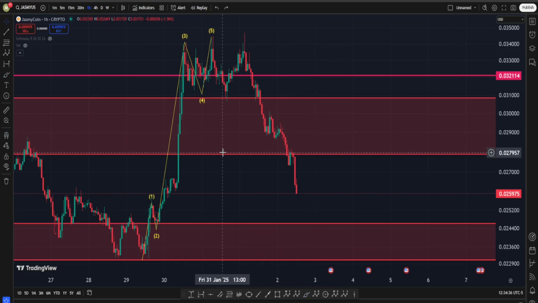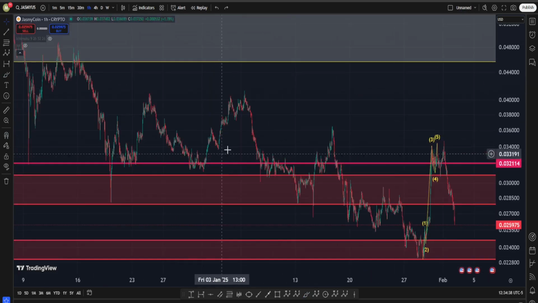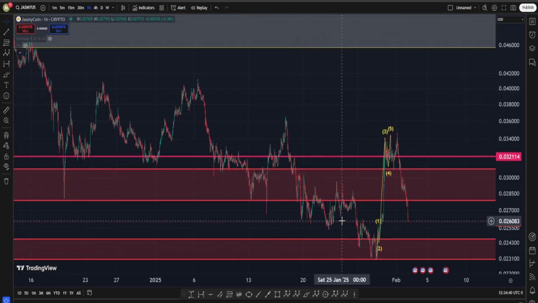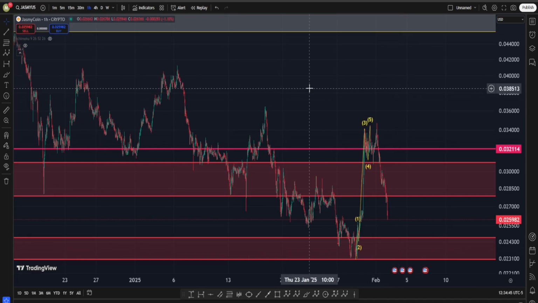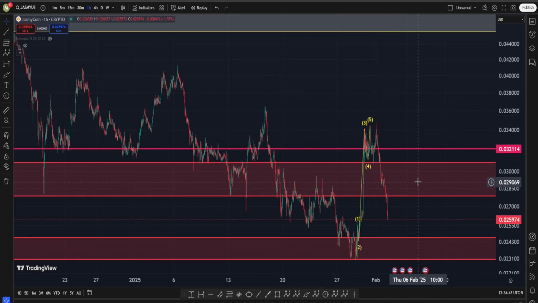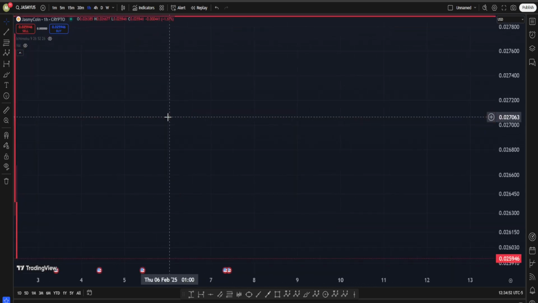Absolutely 100% not, because I told you before, I think in JasmyCoin, either we have set our final bottom or maybe we are extremely close to reaching our final bottom. So this is definitely not a short opportunity for me, I can tell you that, but that's not the point.